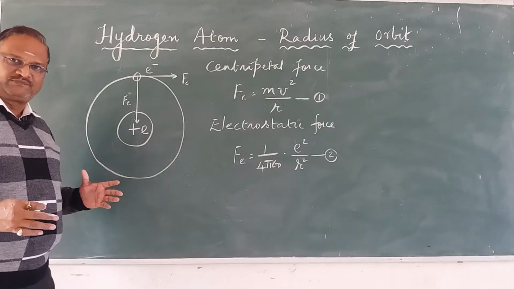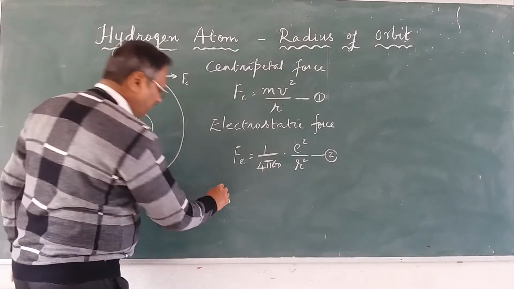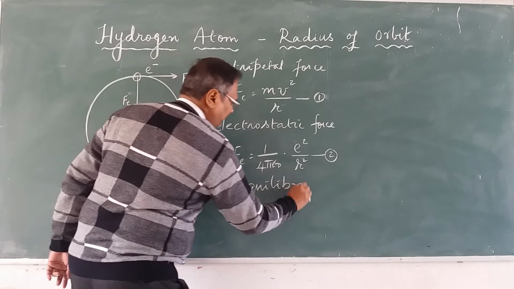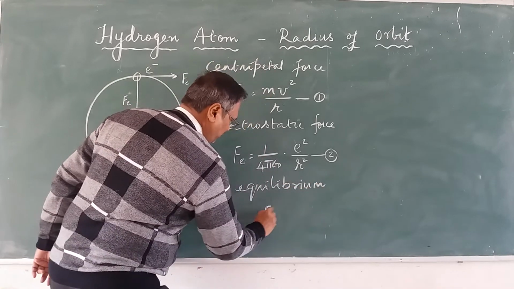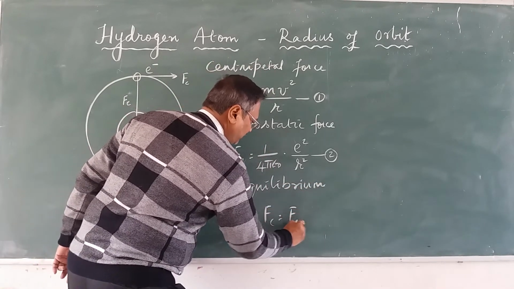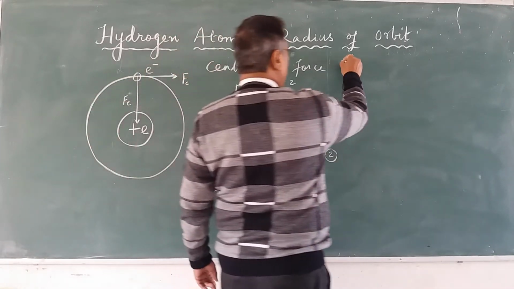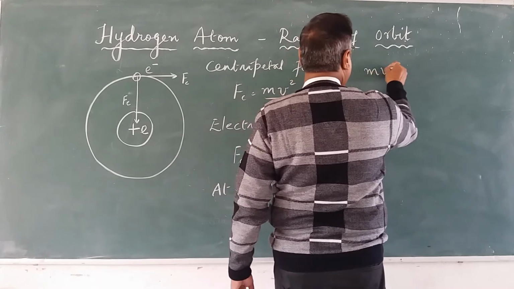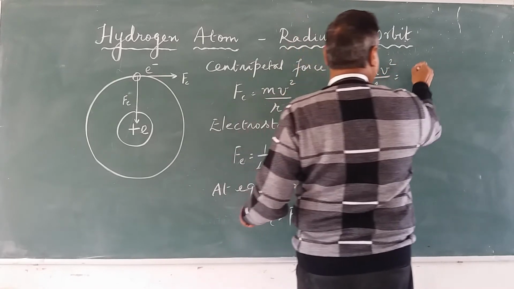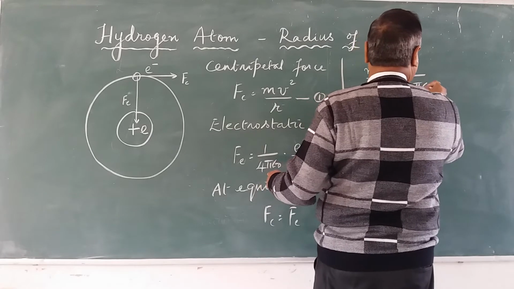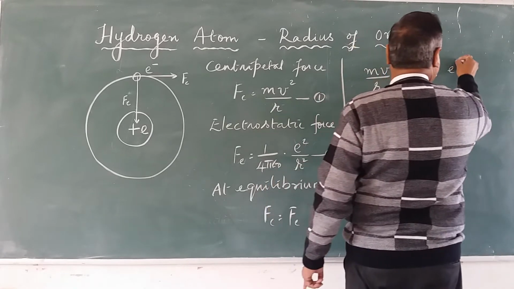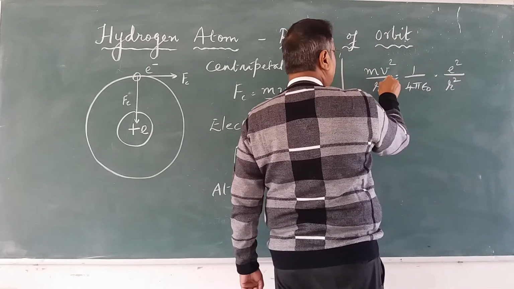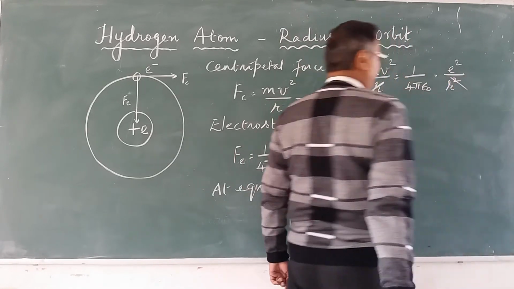Now at equilibrium we compare these two equations. At equilibrium, Fc is equal to Fe. Let us put this here. Fc is mv square upon r, which is equal to 1 upon 4 pi epsilon naught into E square upon R square. Let me cancel one R with the other R.